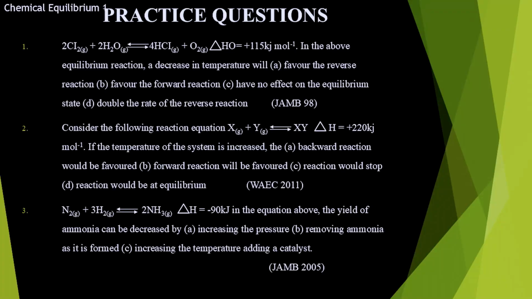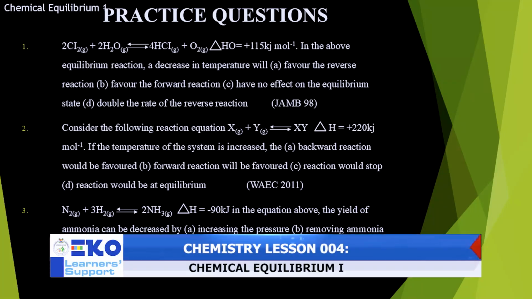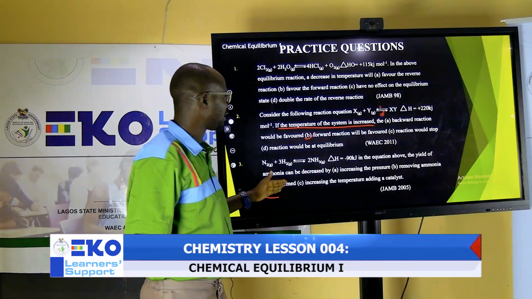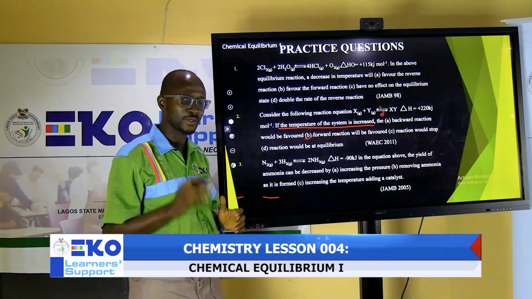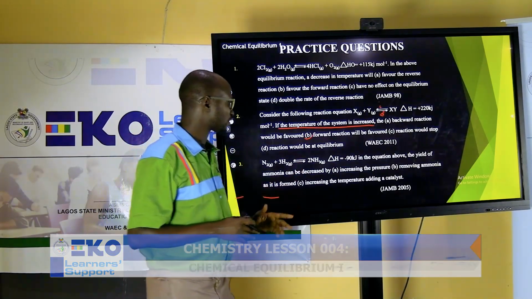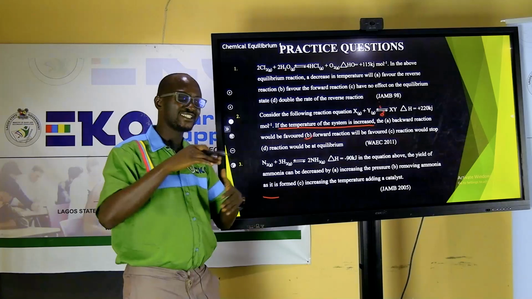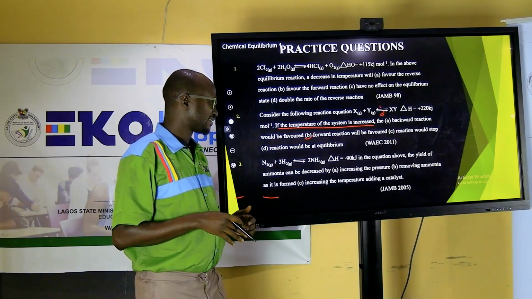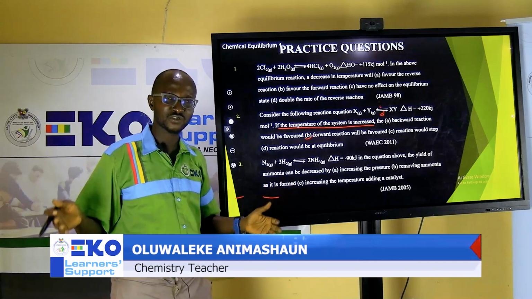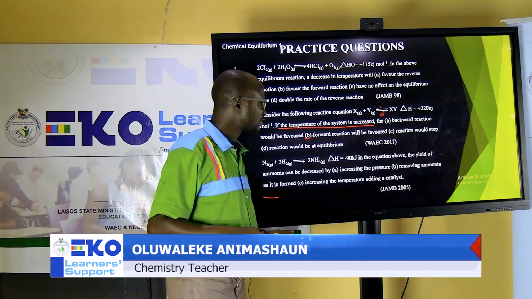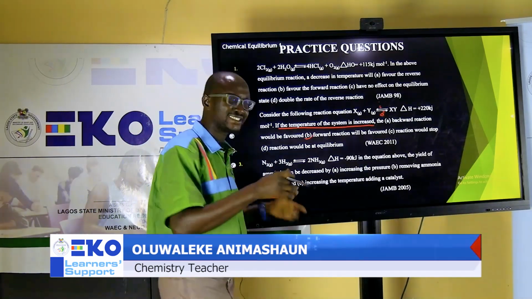The third question: this is an exothermic reaction. An exothermic reaction is normally represented by a negative delta H. So in the question above, the yield of ammonia can be decreased by... look at this question. It's very technical. You have to pay attention. It's a jam question. The yield of ammonia can be decreased by. Unlike the previous question, they did not ask you what to favor, forward reaction or backward reaction. This one, they're asking us, the yield of ammonia can be decreased by.